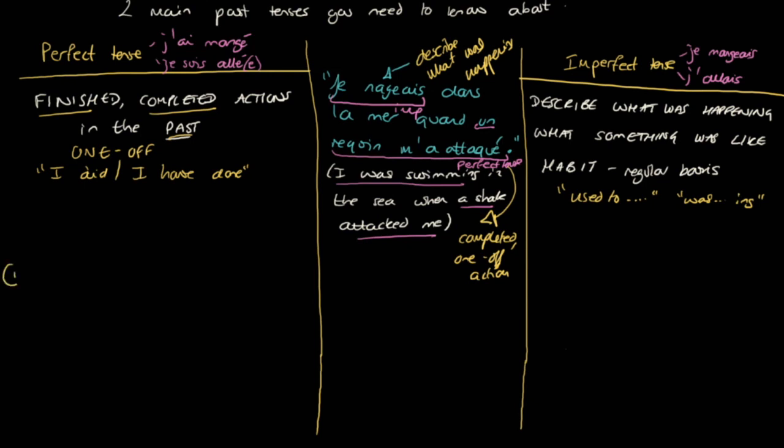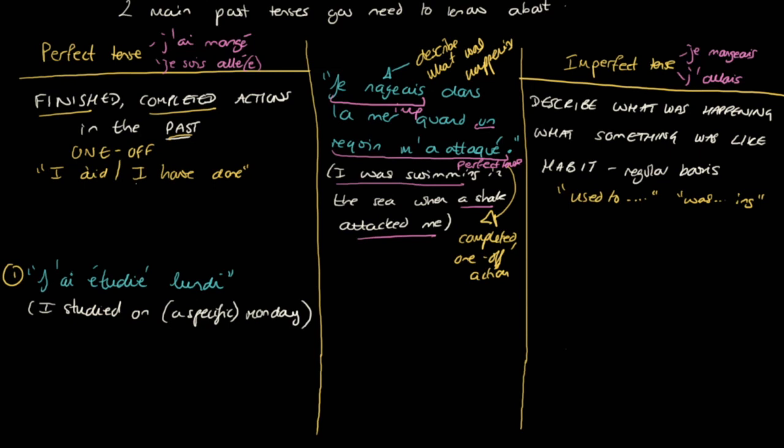Let's have example number 1 over here, and let's have j'ai étudié lundi. So perfect tense, j'ai étudié lundi, it means I studied on a specific Monday. Completed action, one-off. I studied on Monday. Compare that to over here, if I pop it in imperfect tense, j'étudiais lundi.